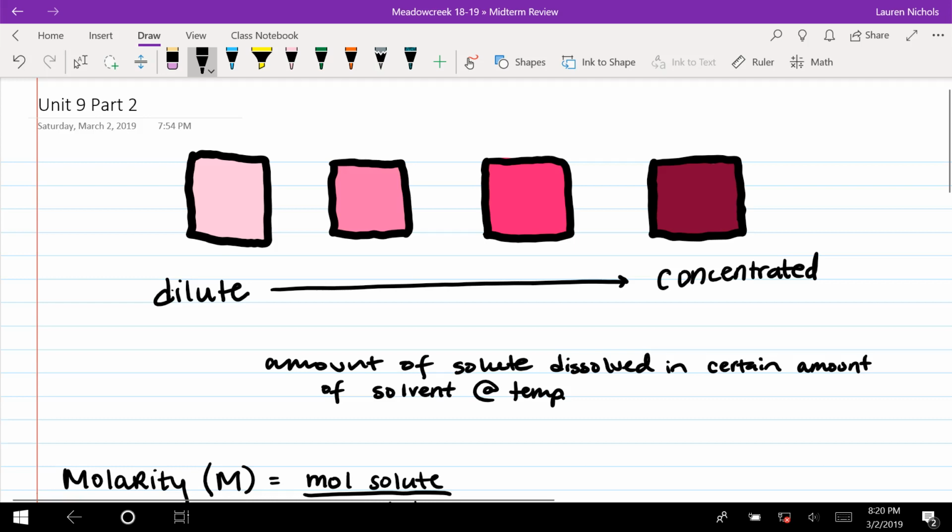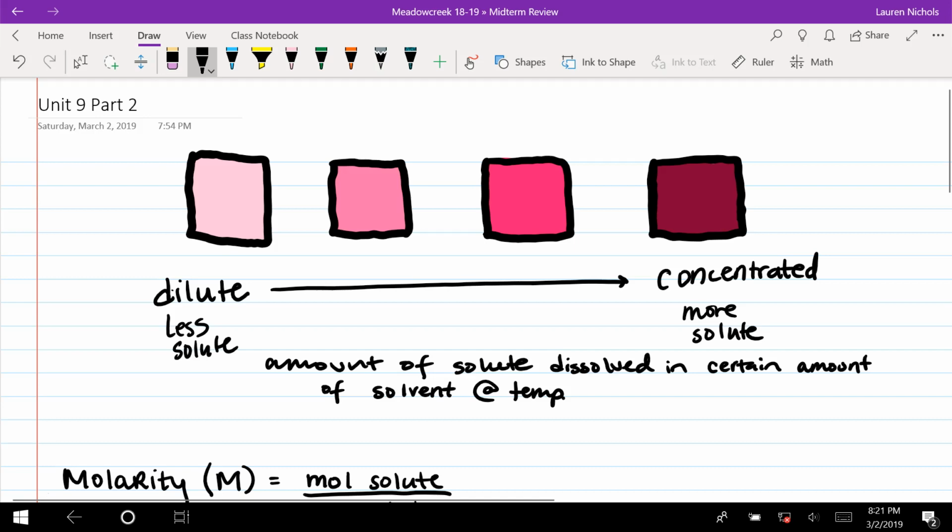Now what we can see from the pink squares is that, in this case, the solute is the amount of pink. Something dilute would have less solute, and something that is concentrated would have more solute dissolved. So this is just a picture representation of concentration.